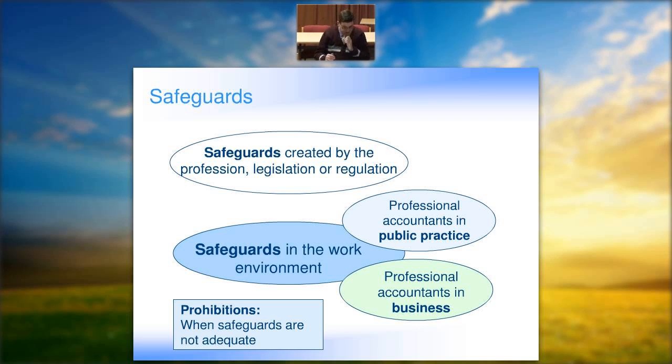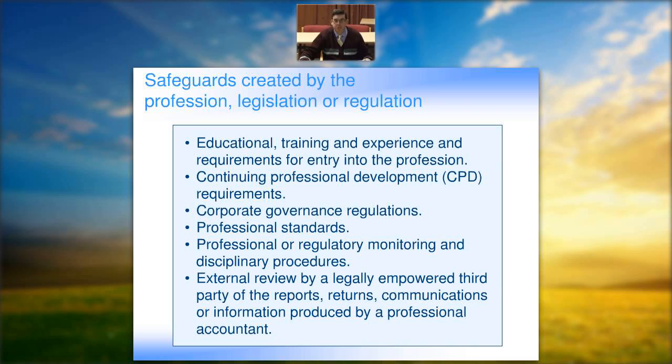Now, the other type is safeguards in the work environment, which are safeguards applicable to accountants in public practice and to those in business. If we go to the next slide for a second, we'll see the kind of thing we mean by safeguards created by the profession, legislation, or regulation. So this is things like, obviously, you have to do exams before you can become an accountant. There's continuing professional development requirements. There's corporate governance regulations. There's professional standards. There's professional or regulatory monitoring and discipline procedures, and so on. So there's a whole raft of things that you are required to do, and they are.